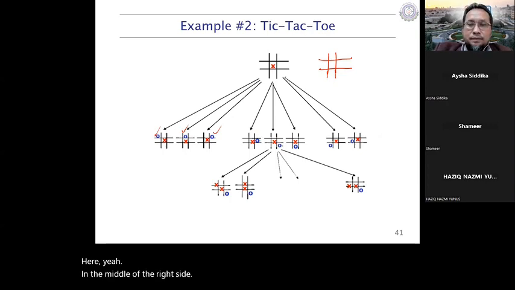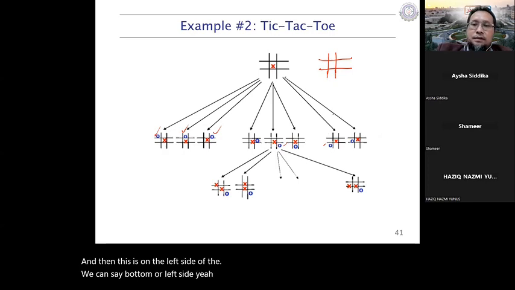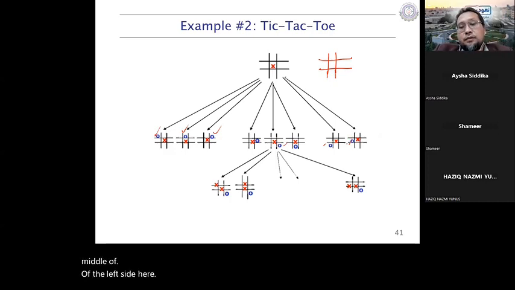Yeah, and then this one is on the right side of the bottom, the right bottom side here, and then this is the middle of the bottom side, and then this is on the left side. We can say the bottom of the left side, or the middle of the left side here. So there are 8 possible positions, right?